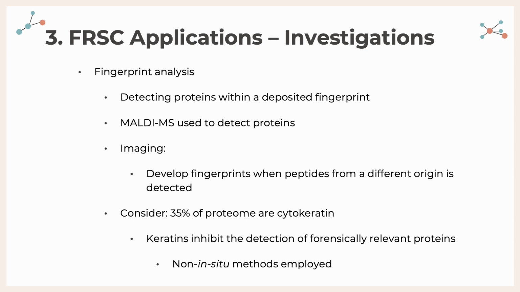And on the page at the very bottom, there's something else to consider for proteomics of fingerprints, which is that most cells have cytokeratin. So 35% of the proteome of one single cell, of all the proteins, are cytokeratins. And these keratins inhibit the detection of forensically relevant proteins. If this does happen, that just means you have to do extensive sample preparation to remove the keratins, and you just have to send it back to the lab. So that's what non-in situ methods are employed means. You just have to send them to the lab to do more sample prep.